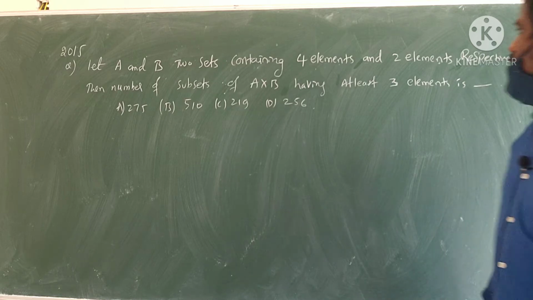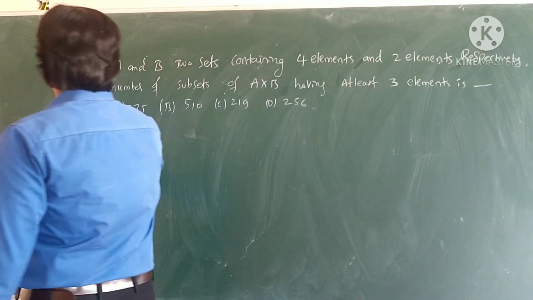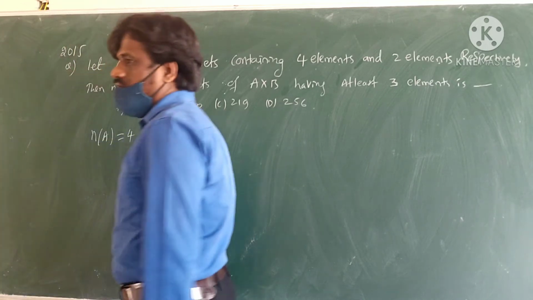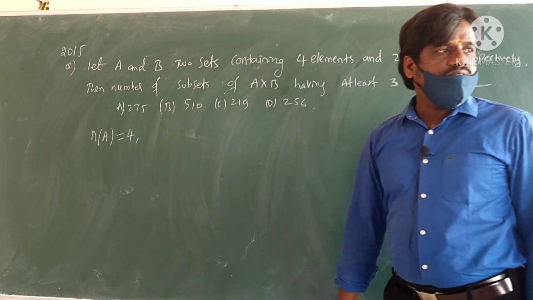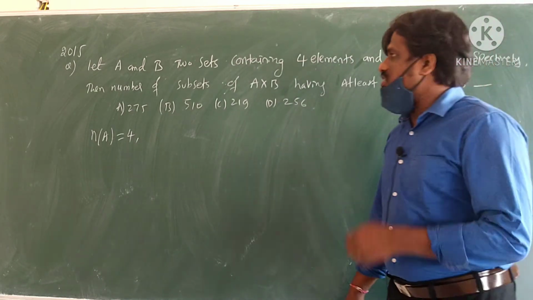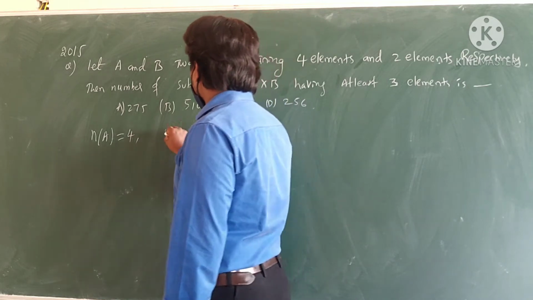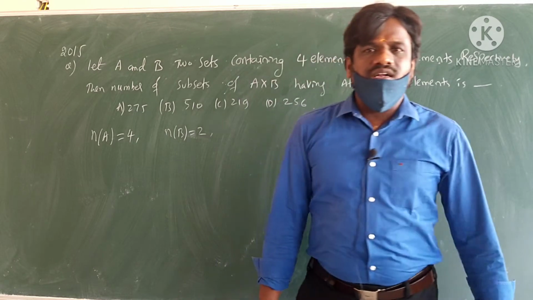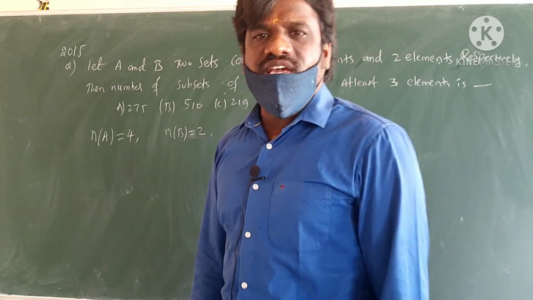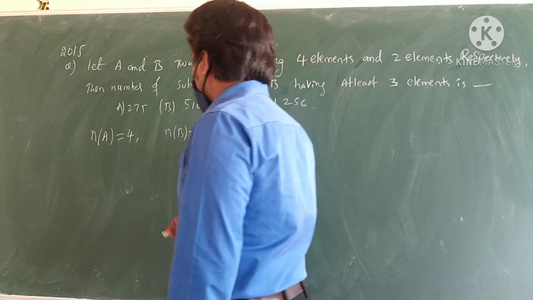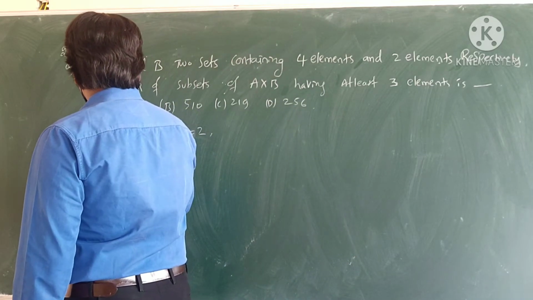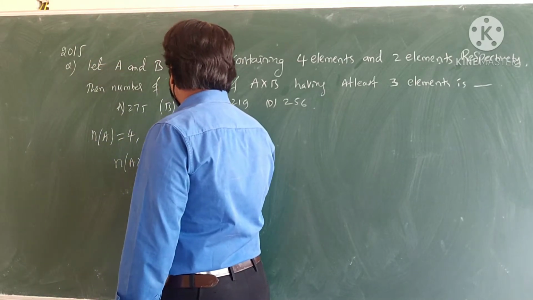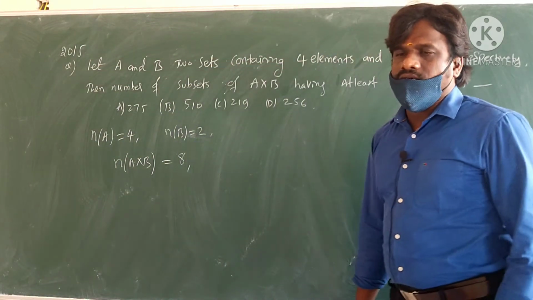Now, A has how many elements? That we have to see. Number of elements in A is 4. Number of elements in B is 2. So already I gave the formula: number of elements in A cross B is M into N, that is 8. Number of A cross B is 8.